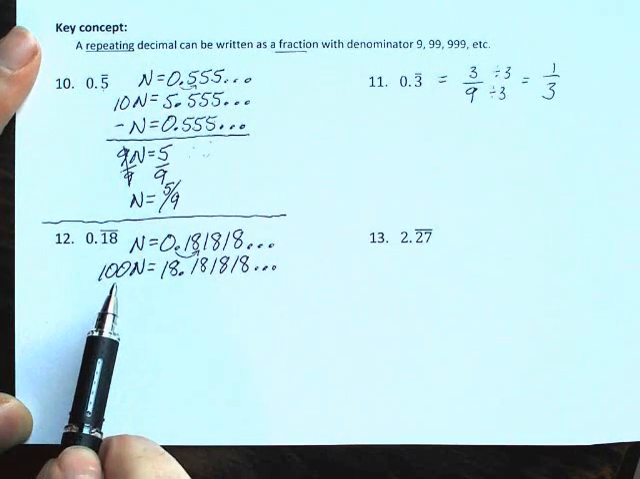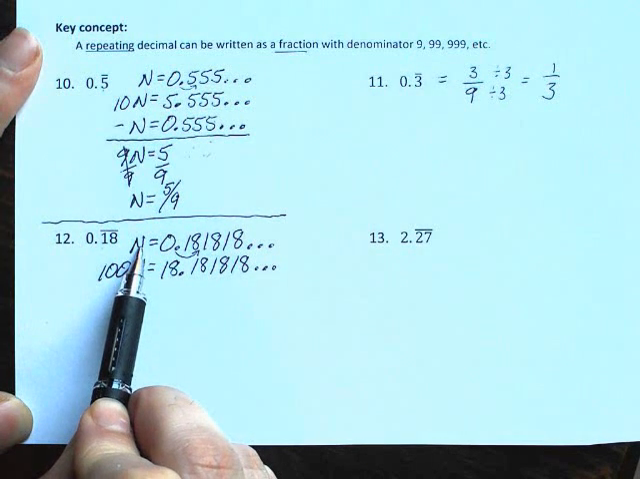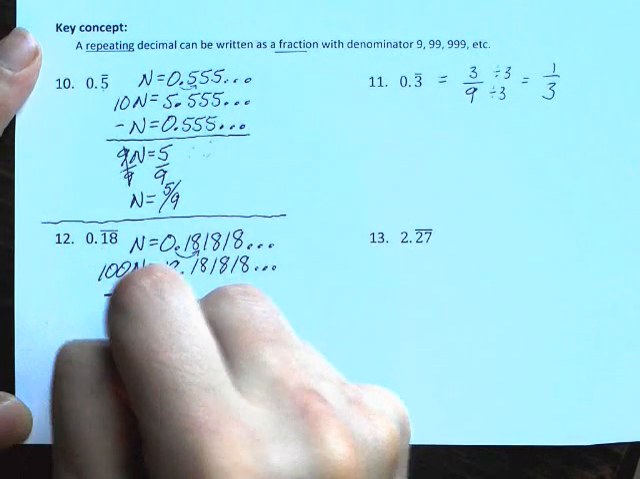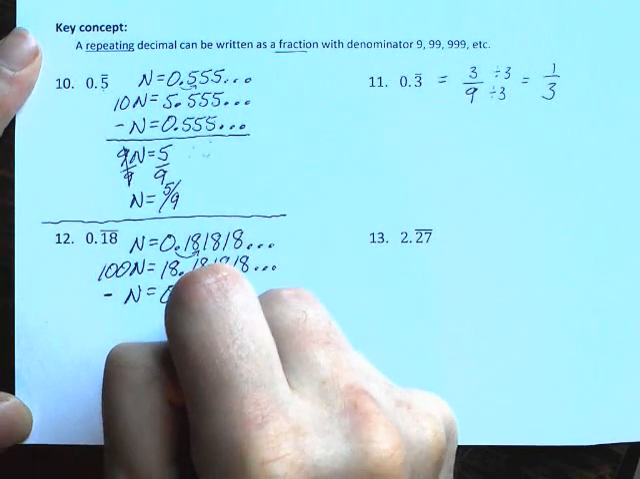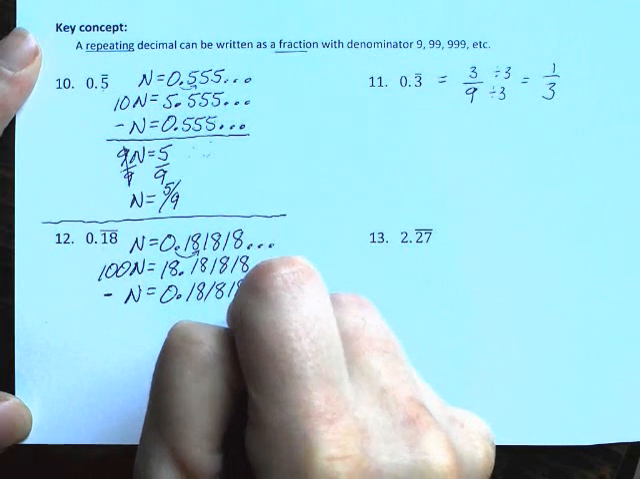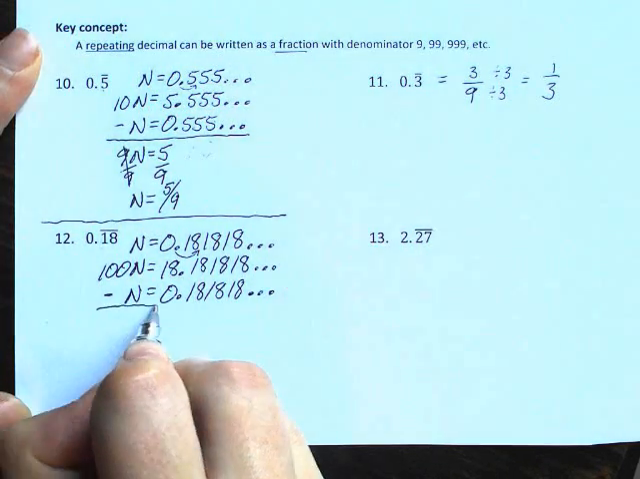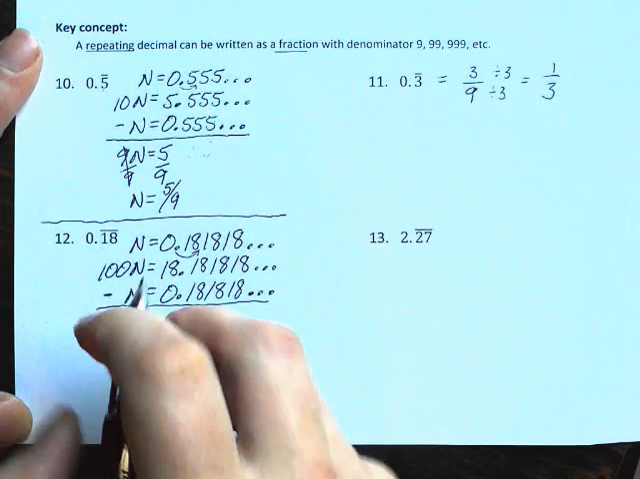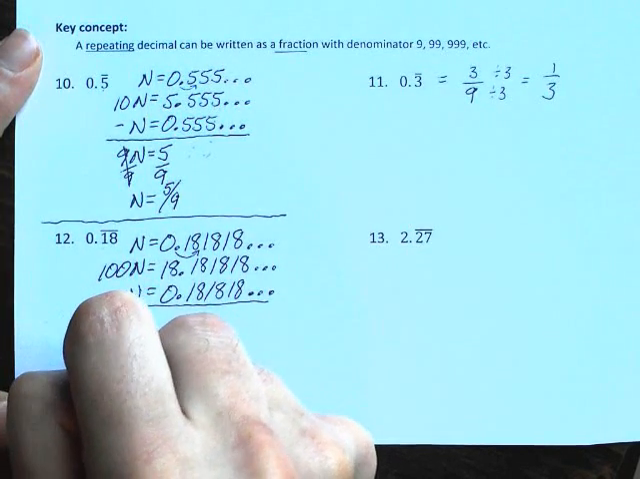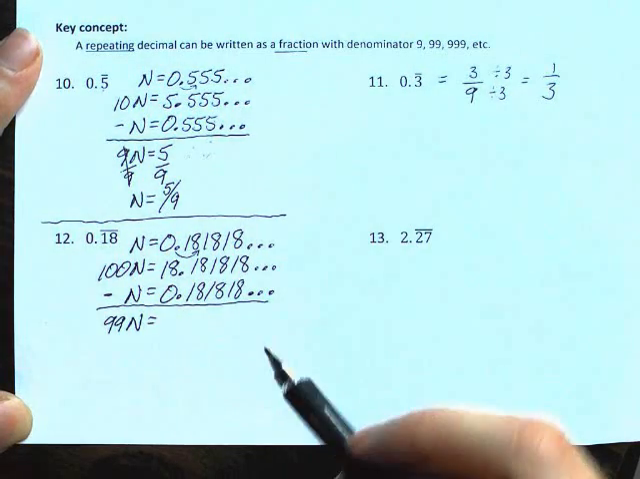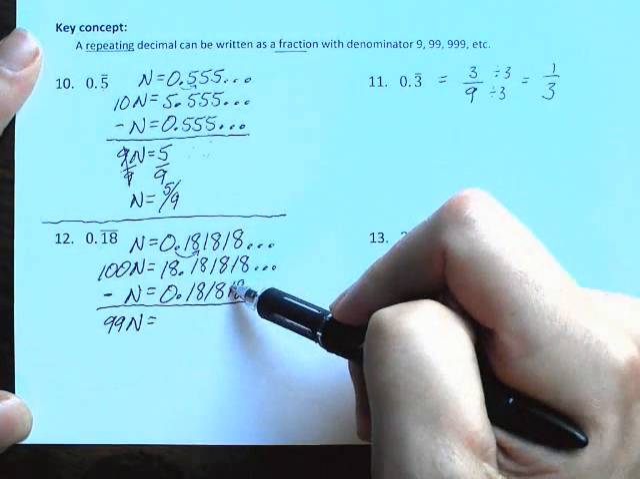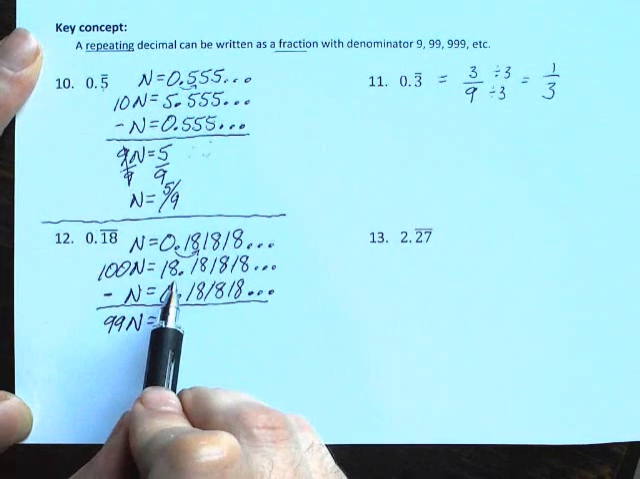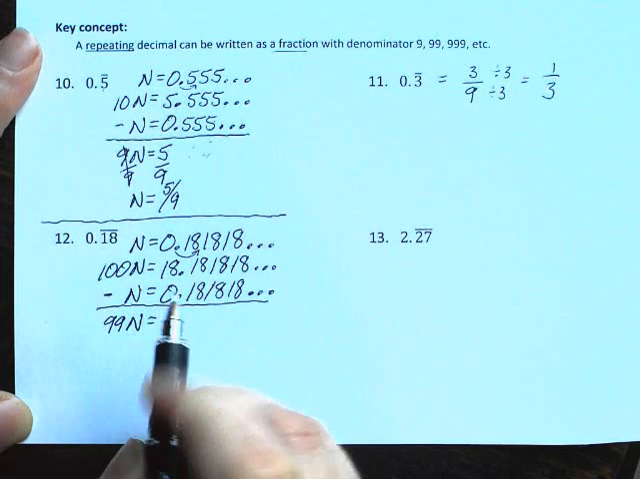And now, like last time, let's subtract the original equation that had the letter n in it from this equation we just made. So subtract n equals 0.181818... What does this make when we subtract? 100n subtract an n is 99n. And to the right side, all of these digits that match each other when you subtract them are going to make 0. And the one part that doesn't make 0 is 18 take away 0.